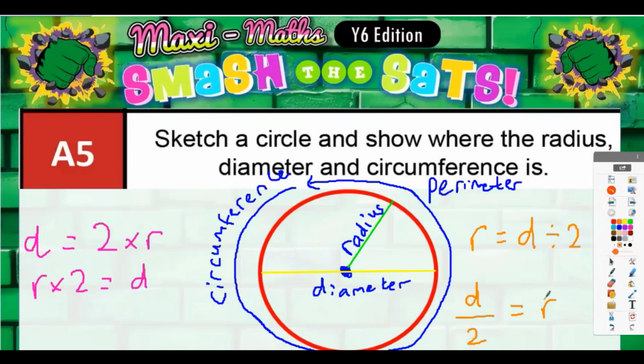If you're struggling to remember which way round it is, just remember that diameter is the longer word. That's got 8 letters, and that's the longer line. Radius is the shorter word. That's only got 6 letters, and that's the shorter line. So the diameter is always longer than the radius.